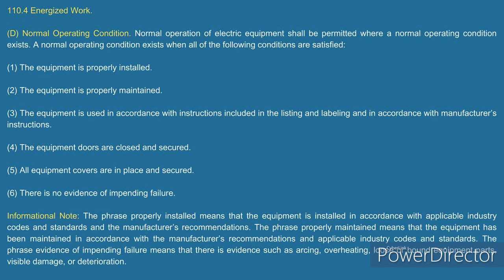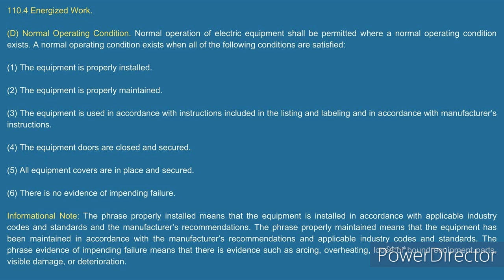Now, look at the following conditions. Number one says the equipment is properly installed. We've addressed that. The equipment is properly maintained. We addressed that. The equipment is used in accordance with instructions, including in the listing and labeling, and in accordance with the manufacturer's instructions. And that's what I was talking about a while ago.